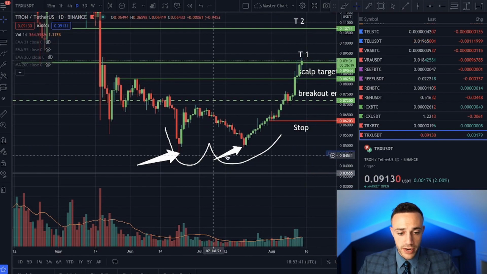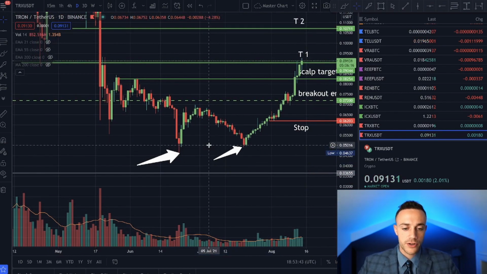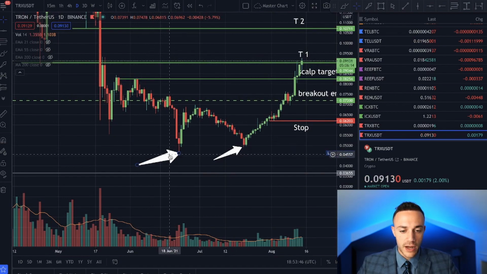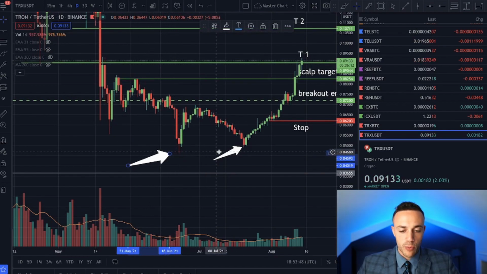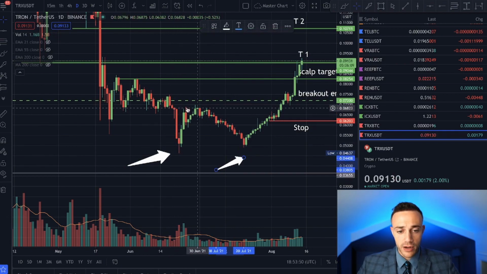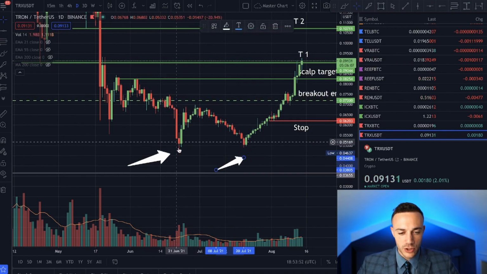So with Tron right here, we have the W double bottom reversal pattern. Basically, we broke down, we created this one low here at 4.6 cents. We came back up, we tested, we have this drop base drop supply zone.